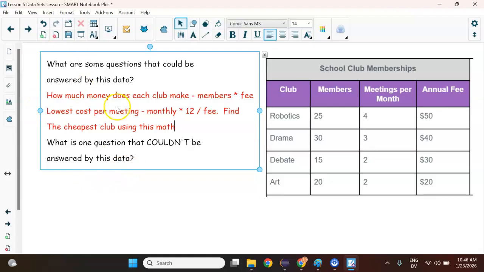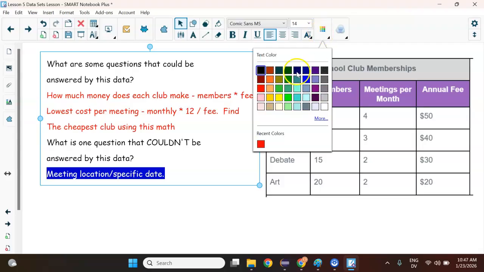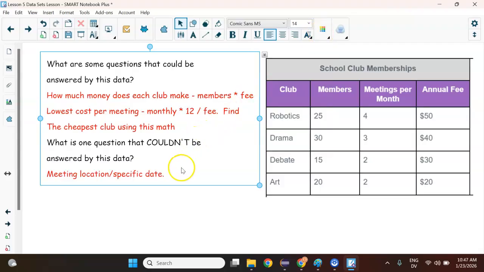All those things are kind of obvious. I tried to list a couple of less obvious ones there. All right, things that couldn't be answered. And again, there are tons and tons of obvious ones here. Like there's no meeting location or specific date, which is something you'd probably want if you were tracking clubs, but you don't have that here for sure. Let's see if we can come up with some more unique ones here.